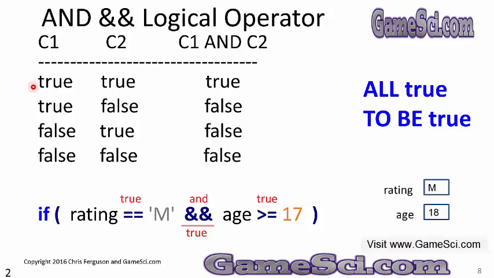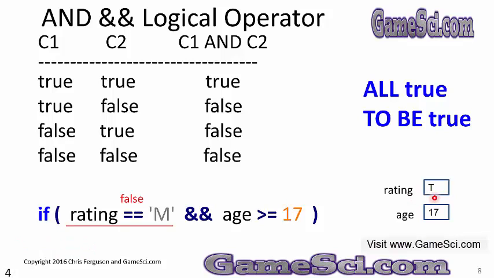This here is called a truth table. It goes through all possible inputs of true and false for the AND logical operator and tells you what the output should be for those two inputs. Remember, all true to be true, the only time the AND produces a true result is when all the inputs are true. Let's trace this again with different inputs for rating and age.